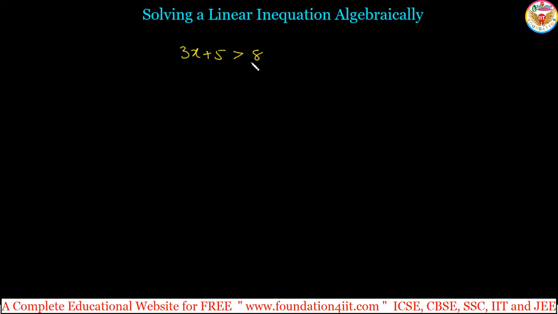To solve the given linear inequation means to find the value or values of this variable. Okay, x is the variable, so we need to find the value of this x. If you take, like, x is less than 2, that means the x value is less than 2, like 1, 0, minus 1, minus 2, and so on. So that means finding the value or values of the variable used in it. This is nothing but solving a linear inequation.